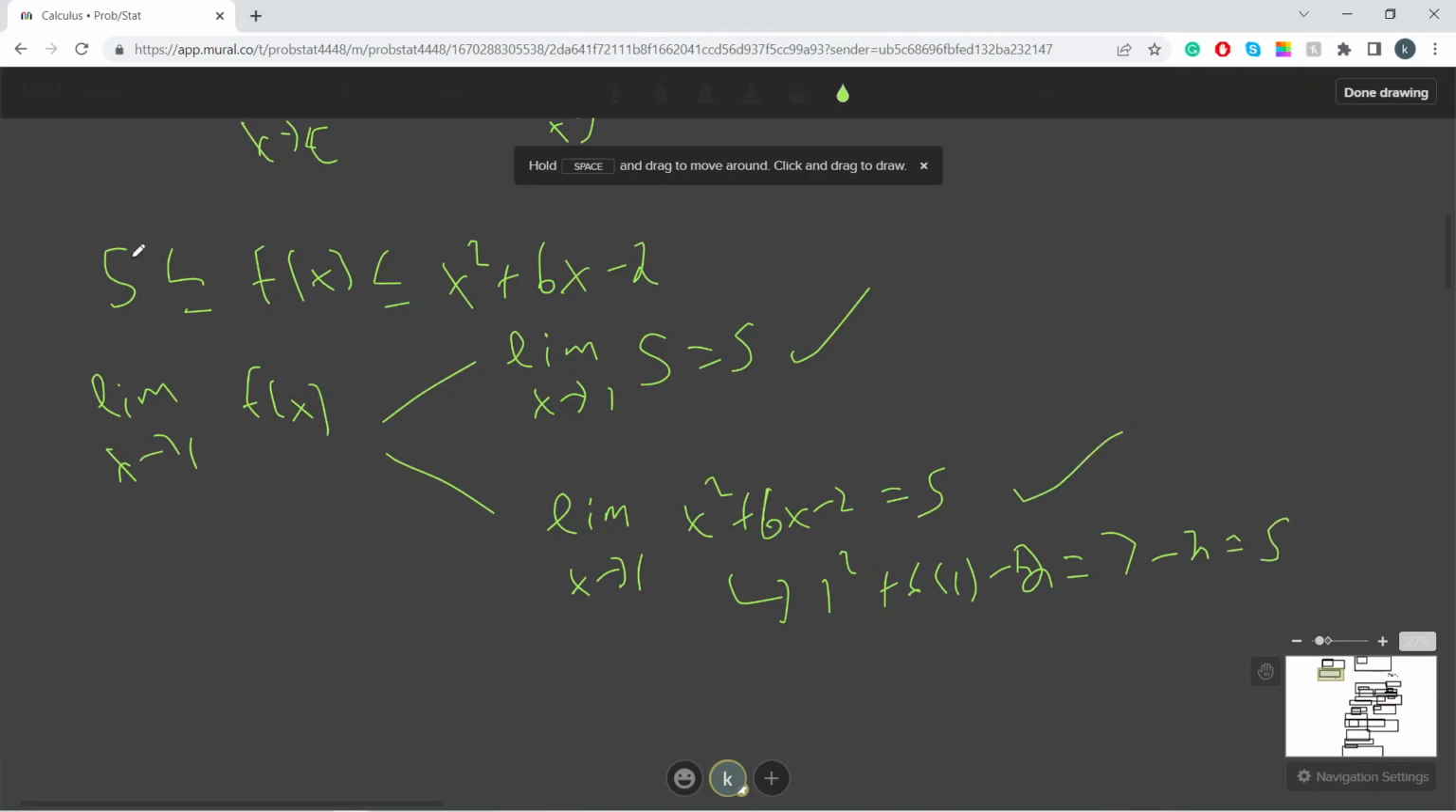So now because the limit as x approaches 1 of 5 and x squared plus 6x minus 2 both approach 5, right? By the squeeze theorem, you have to approach 5 when x approaches 1 for f of x. So this is exercise 1. So this should be a really straightforward application of the squeeze theorem.